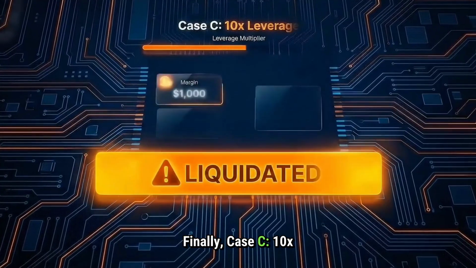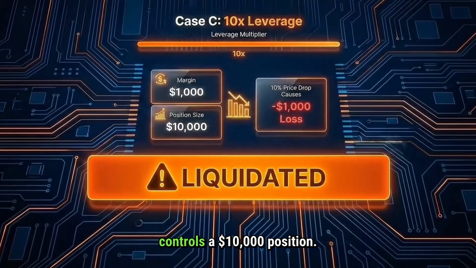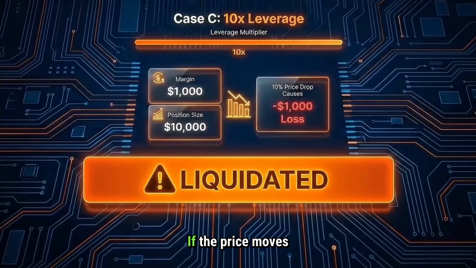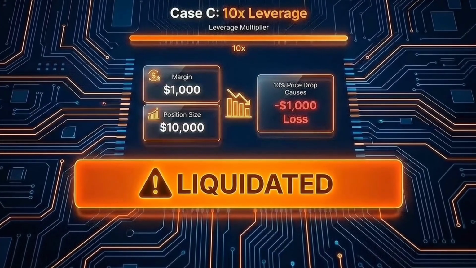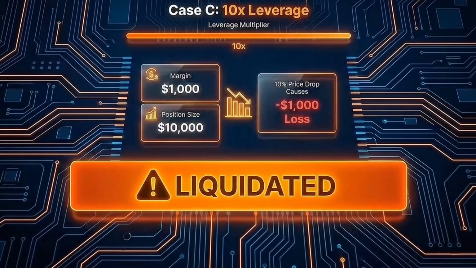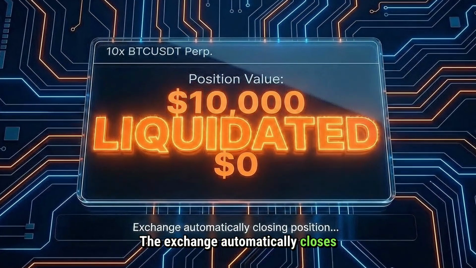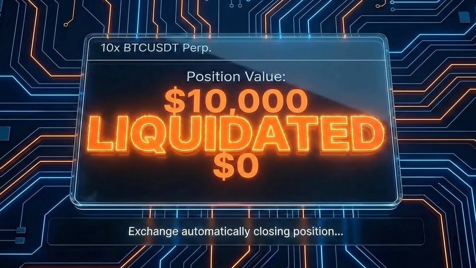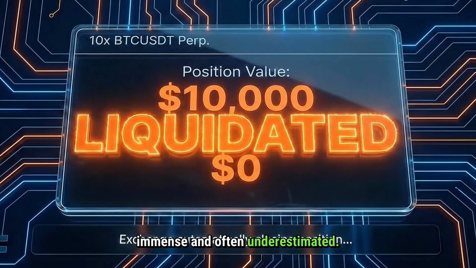Finally, case C, 10x leverage. Your $1,000 margin now controls a $10,000 position. If the price moves against you by just 10%, you lose $1,000. Your entire margin is wiped out. This is called liquidation. The exchange automatically closes your position to prevent further losses. The psychological pressure of watching this happen is immense and often underestimated.